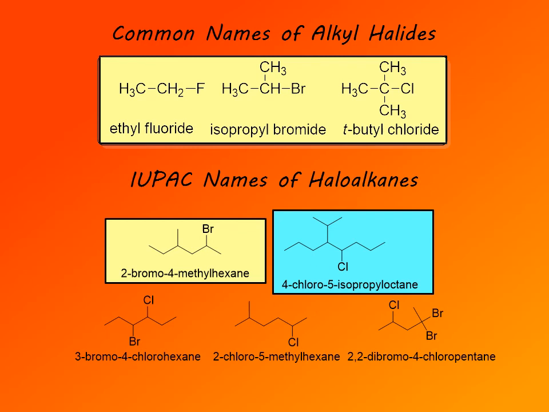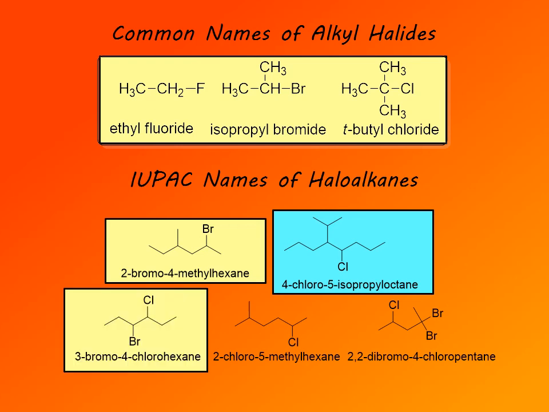In the next example, the longest chain has 8 carbon atoms, so this is octane. And then we have substituents on carbons 4 and 5. Now, this is a tie. Numbering them from left to right or right to left, the two substituents have the same set of numbers, 4 and 5. And the substituents are chloro and isopropyl. Because chloro comes alphabetically before isopropyl, chloro is assigned the smaller number. So the correct name is 4-chloro-5-isopropyloctane.